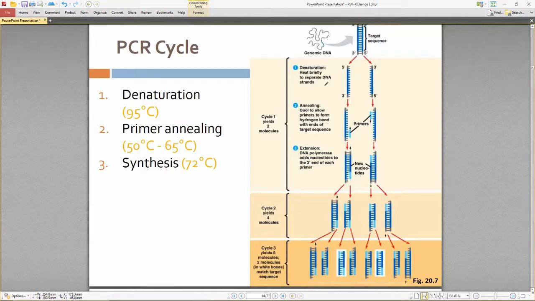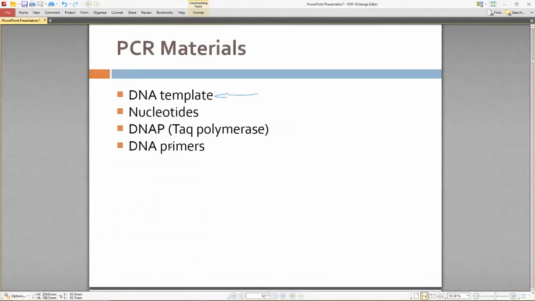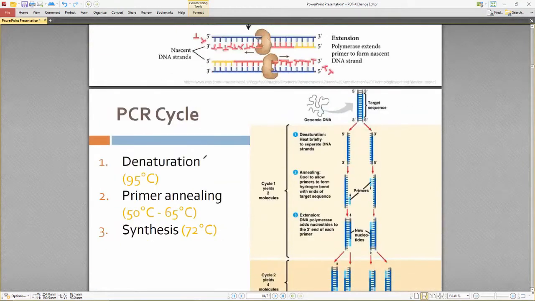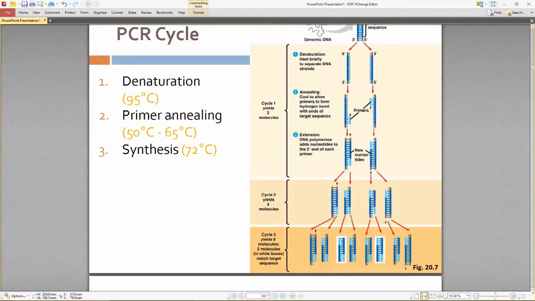And then in step 2, you go to a different temperature where you want to achieve primer annealing. The DNA primers that we referred to earlier are floating around in the solution with the DNA. Once the DNA strands are separated, this temperature allows the primers to form hydrogen bonds with the ends of your target sequence. They bond because we have specific primers: we know the target sequence, so we know what our primers need to be to attach to the ends of these target sequences.